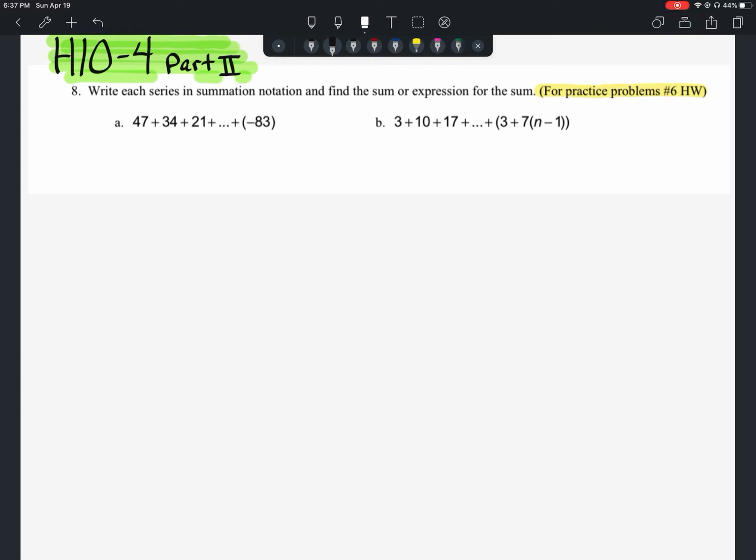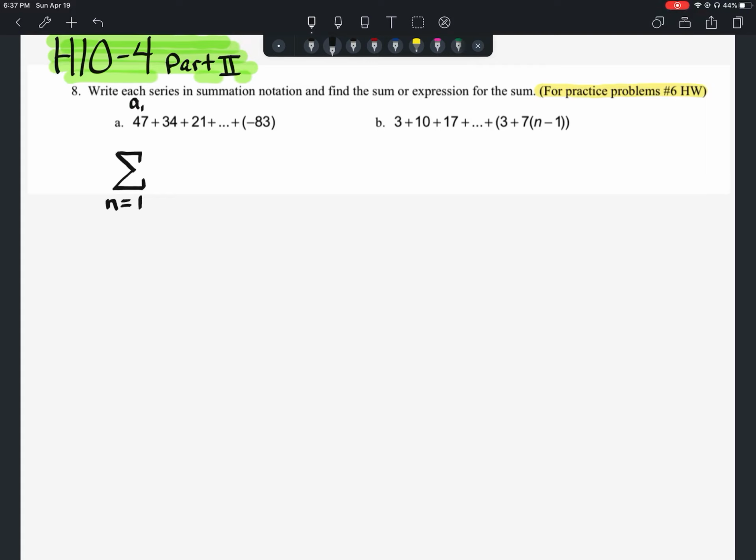We have the series 47 plus 34 plus 21 plus dot dot dot all the way up to negative 83. Okay, if we were trying to write this in summation notation, the first thing we typically have here is our sigma. Now we can use whatever letter we want. I'm going to go ahead and just use n. I've been using n a lot, but we'll say n equals, okay? Now we're going to find the sum from our first term. This is like a sub 1, so this is like our first term. So that's why we have a 1 here.